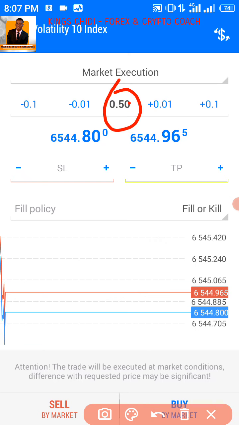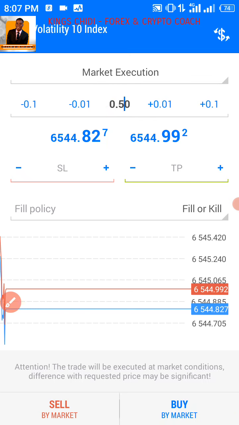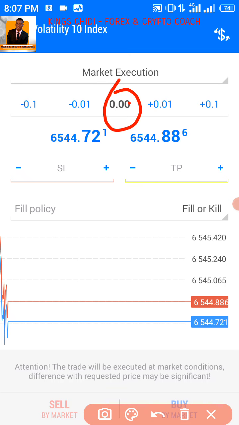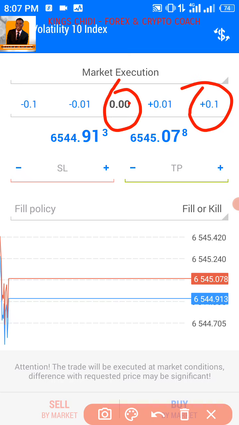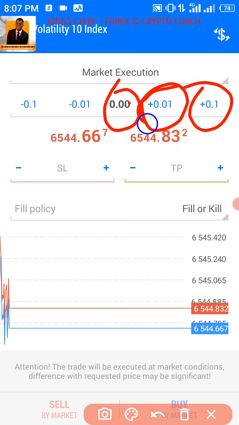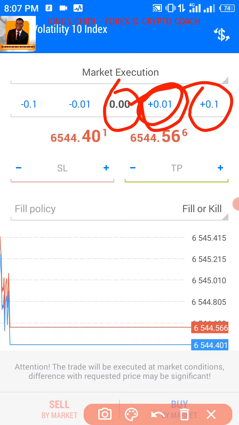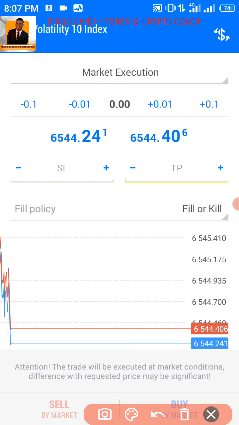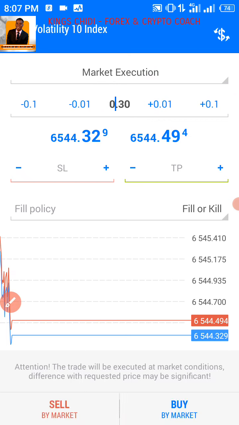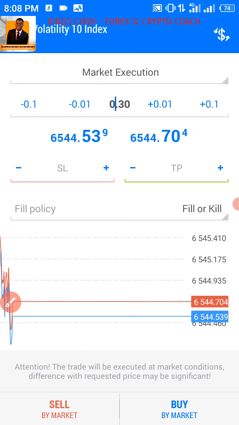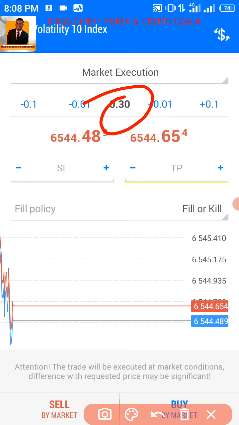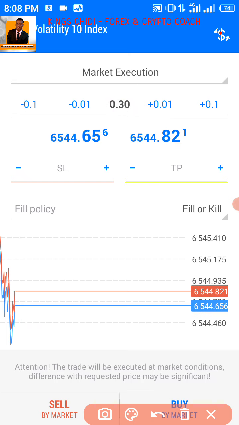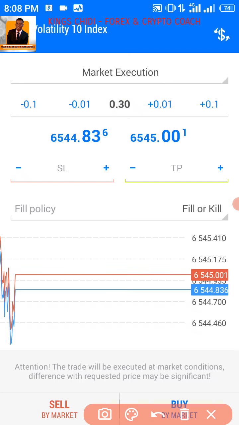So how I did it, I go here, I click back. Once I click back, make it 00, I click this place to give me the lowest lot size. Click this place, not this place now, click this place to give me the lowest lot size. So once I click that place, that's giving me the lowest lot size, 0.30. You can see that. Now let me change to another index.